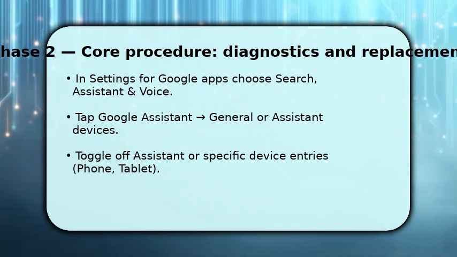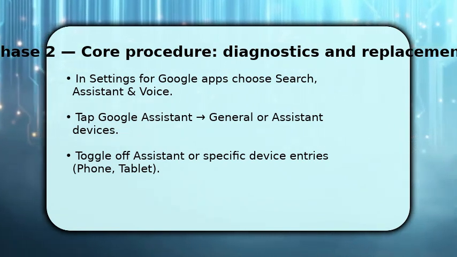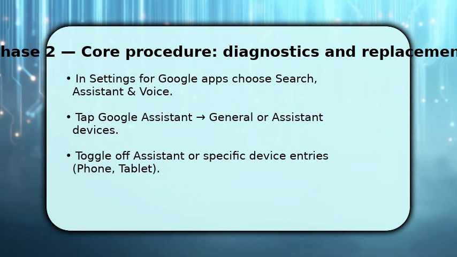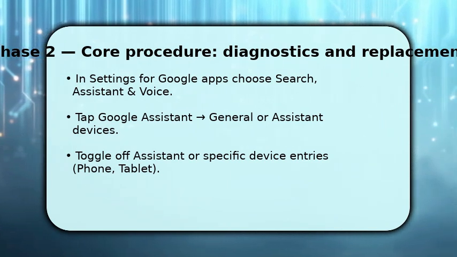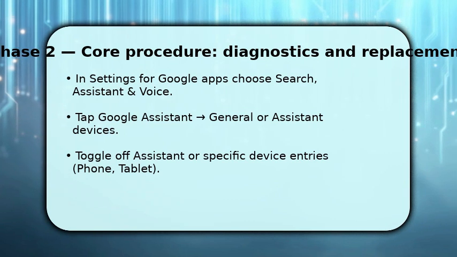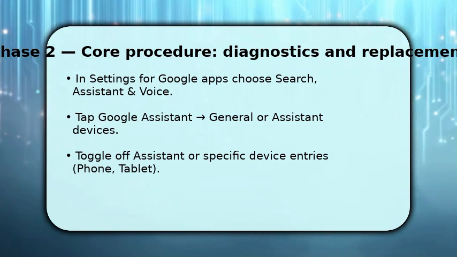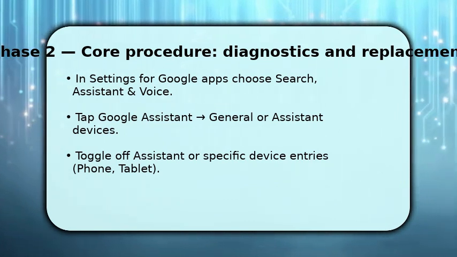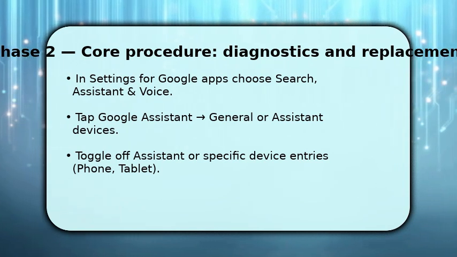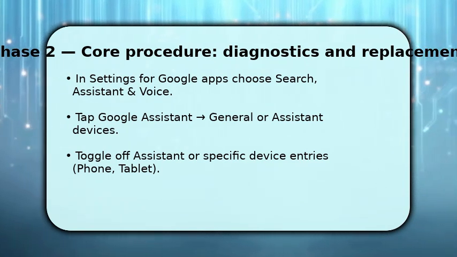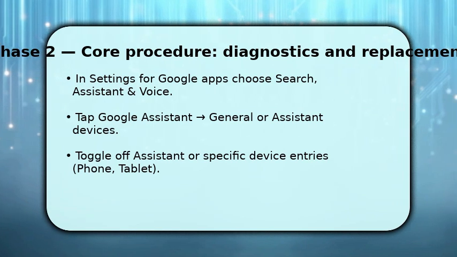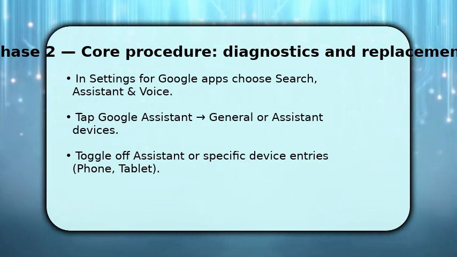Disable the Assistant globally by toggling off the main Google Assistant switch. If you prefer device-level control, expand Assistant devices and turn off the phone or tablet entry. Make sure to confirm prompts. Some devices ask to disable voice match or remove personal results. This stops the assistant from listening and responding on that account or device.